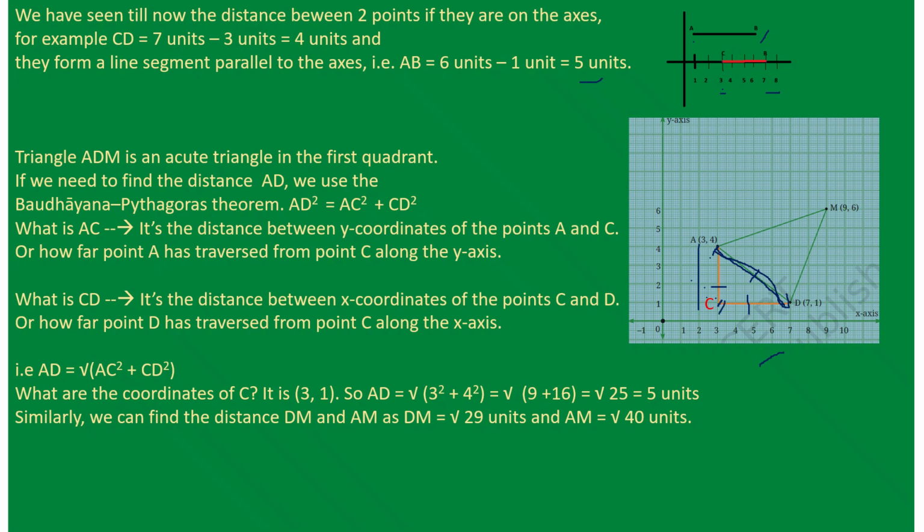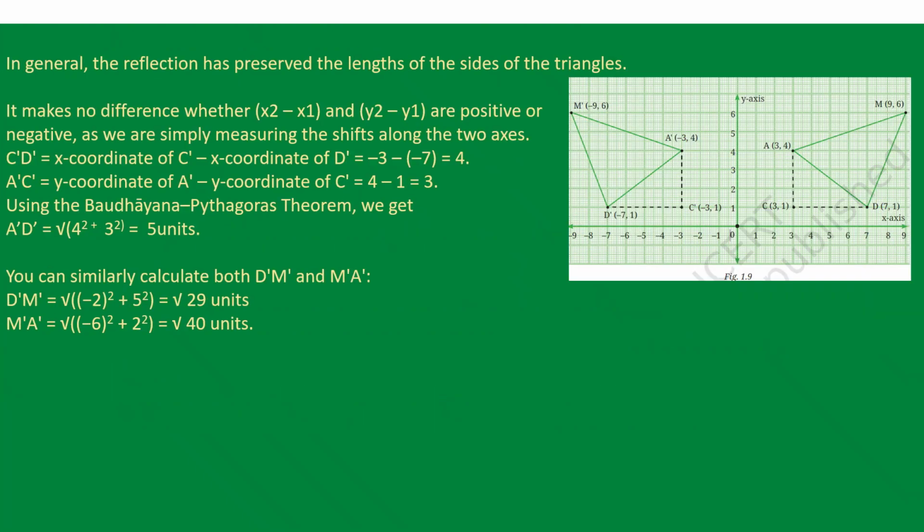So, AD is nothing but square root of AC squared plus CD squared. Find out the coordinates of C. It happens to be 3, 1. So AD is nothing but do the evaluations as mentioned over here and you get the length of AD as 5 units. The similar construct we can use to find the length of DM. What is DM? This is DM and this is AM. So by similar usage of the Pythagoras theorem, we can find out the length of these line segments.